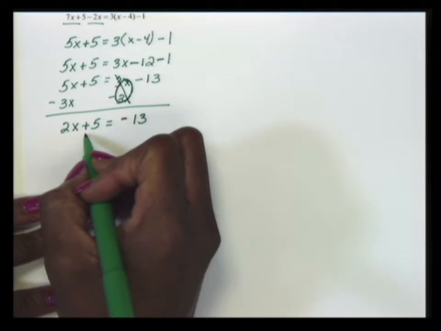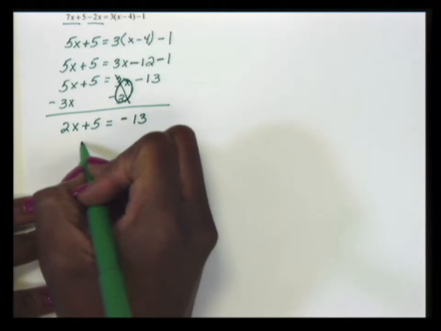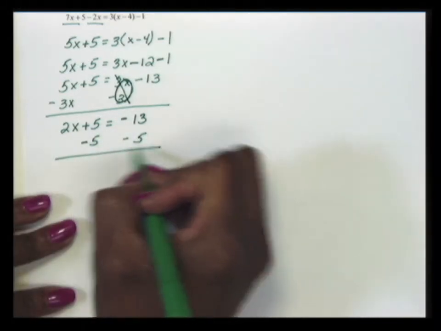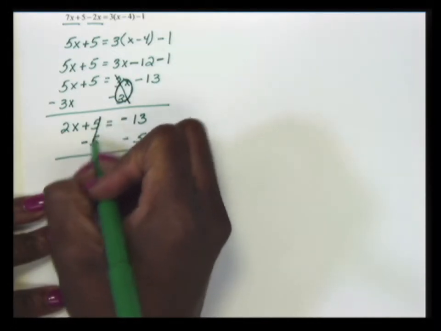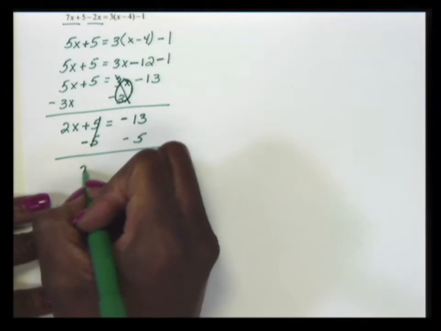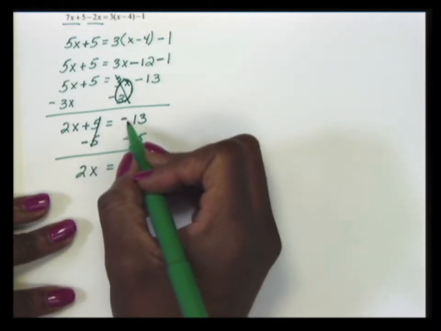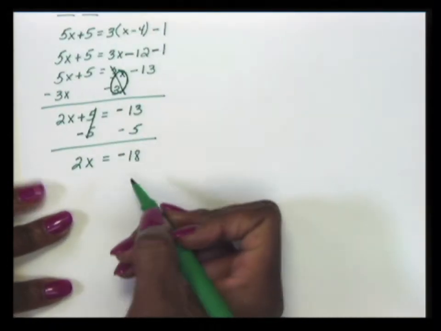Now we'll move the positive 5. So we'll move the 5 over with the negative 13. To do this, we'll subtract 5 from both sides of the equation. 5 minus 5 is 0. On the left-hand side, we have 2x, and it is equal to negative 13 minus 5, which is negative 18.